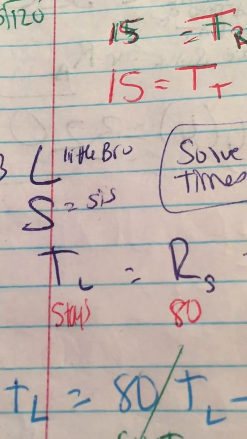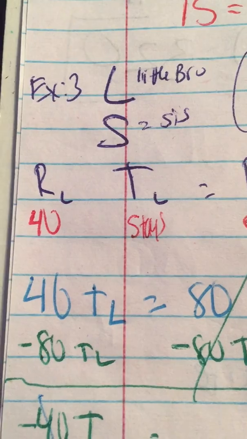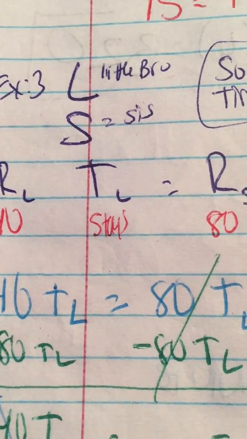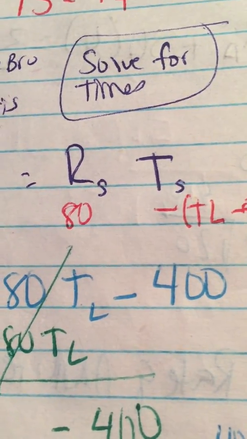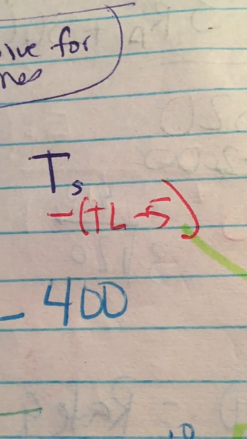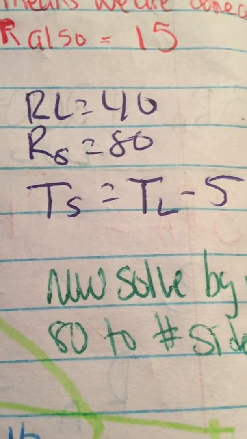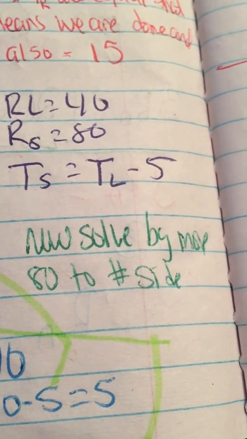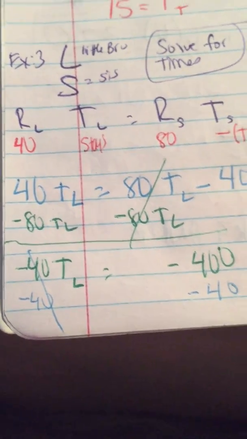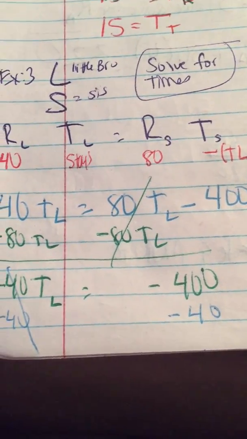Example 3, little brother and sis. The rate of little brother is 40. The time of the little brother stays. The rate of sister is 80, and the time of sister is negative time of little brother minus 5. So we're going to solve 40. Time of little brother equals 80. Time of little sister minus 400.